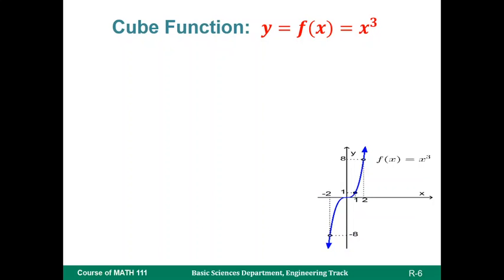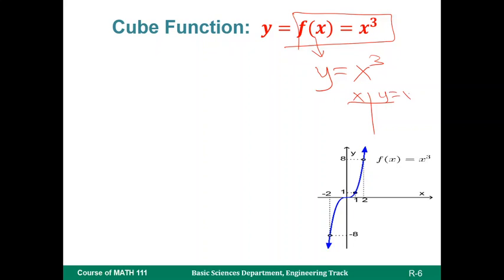Now let's look at the cube function. The cube function is f of x equal to x cubed. If you want to draw its graph, you just replace f of x with y. Then you can make a table: you put 0, it gives 0 cubed, and minus 1 cubed. You find the ordered pairs, you put them here. As you see, you will get the graph.